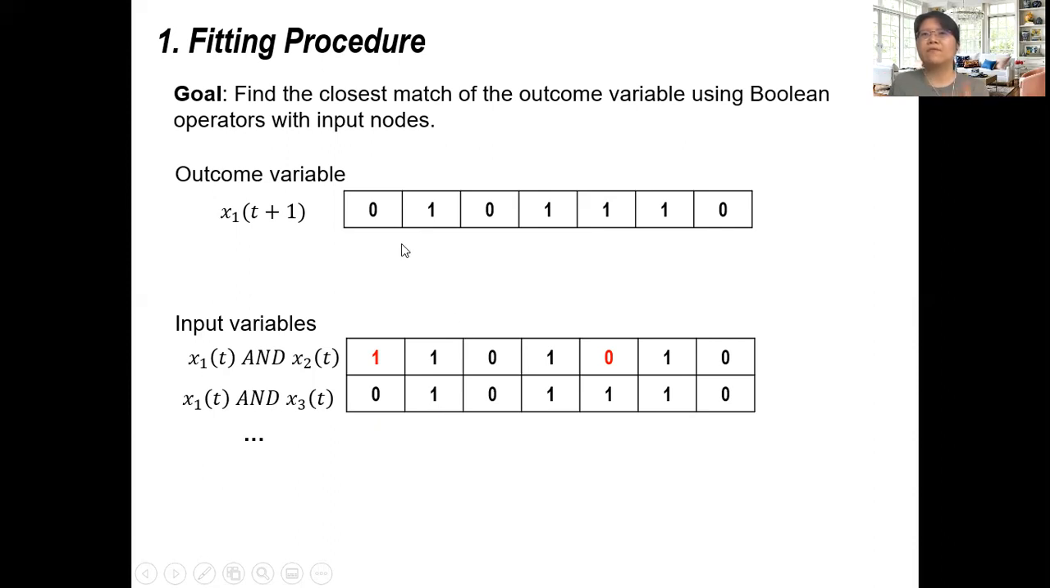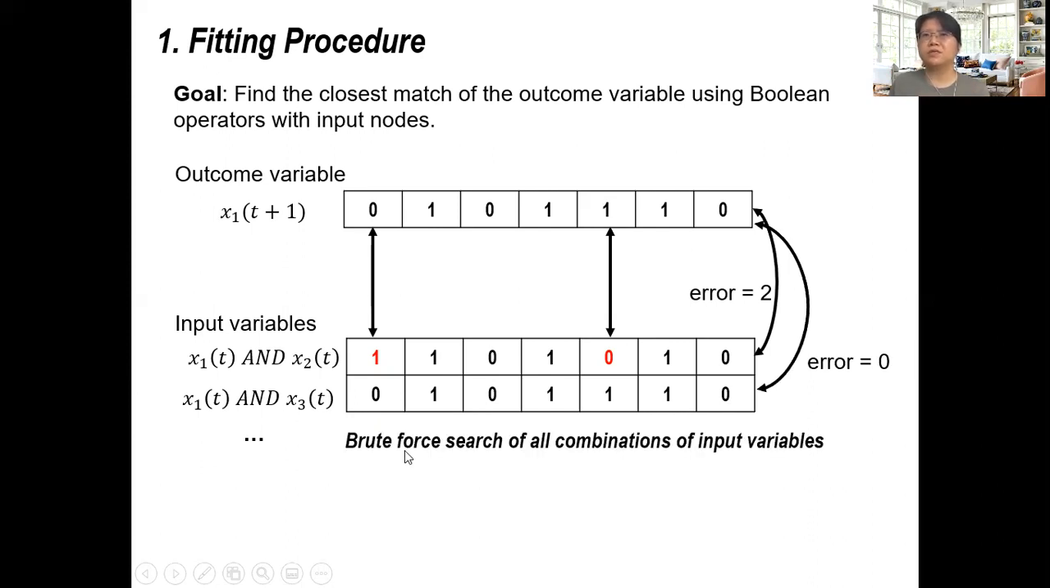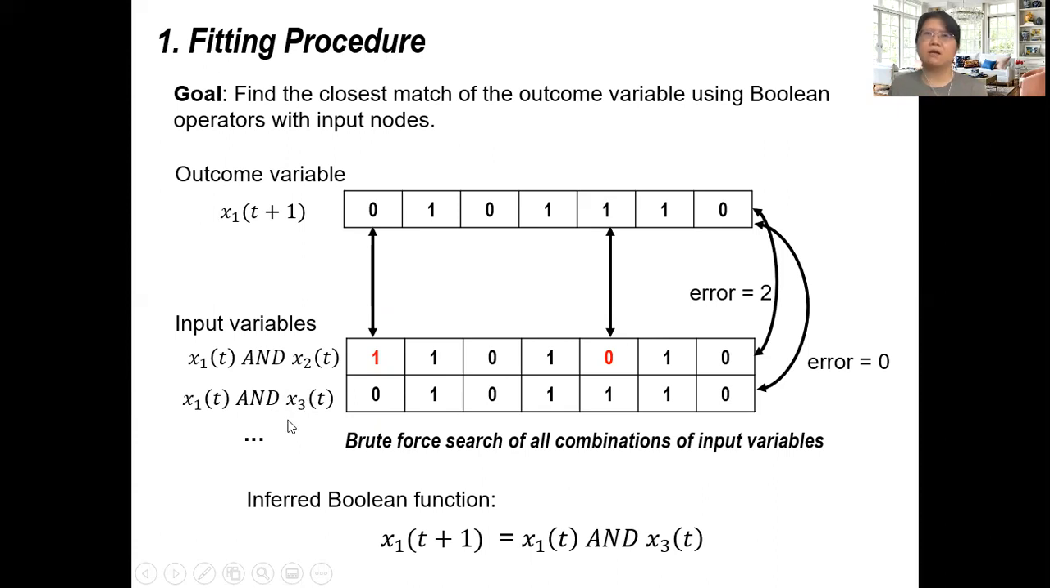And then we compare the outcome variable time series with this Boolean function time series. And we found there are 2 digits at 2 different time points that are not equal to each other. And the number of mismatches is counted as error. So for this Boolean function form, there's an error of 2. And for this Boolean function, because they equal each other at each time point, the error is 0. And after comparing all the Boolean functions, we can infer the Boolean function for x1 at t plus 1 is this Boolean function because it has the minimal error.